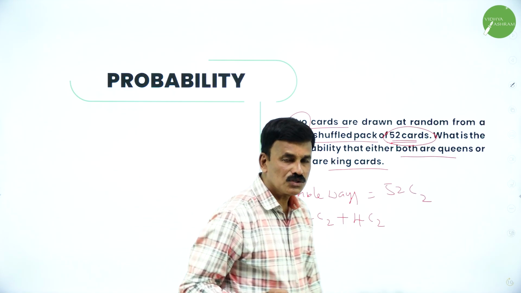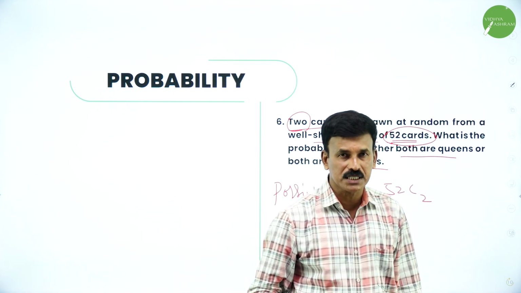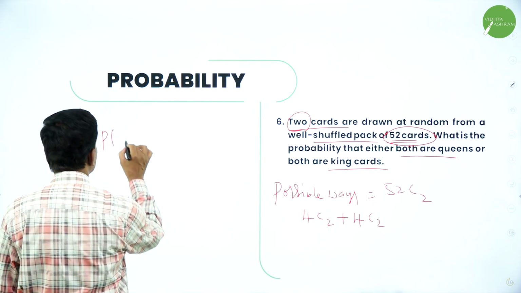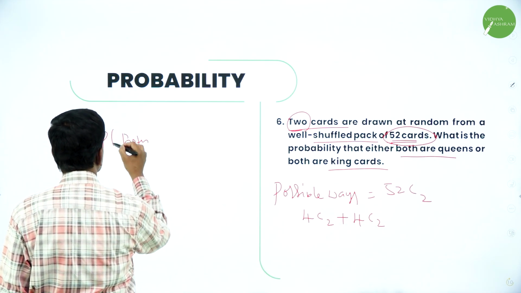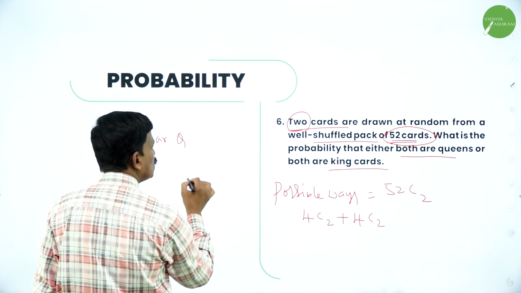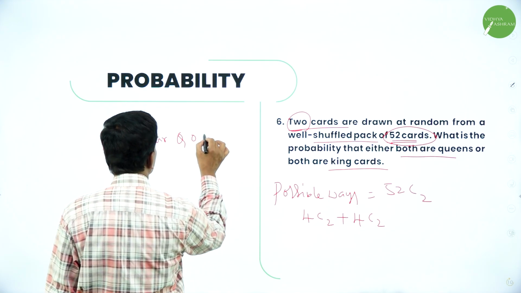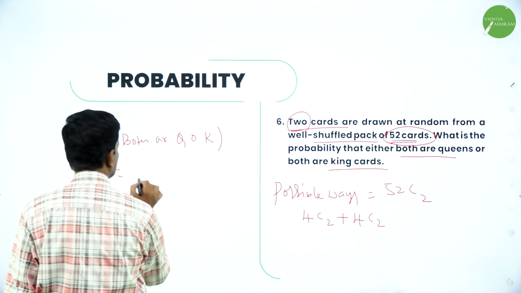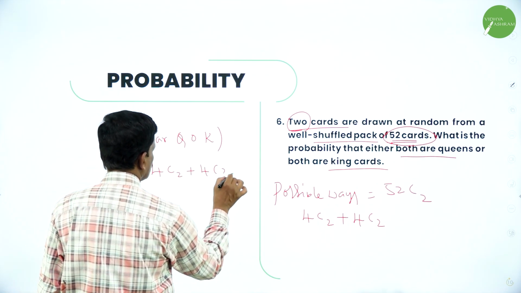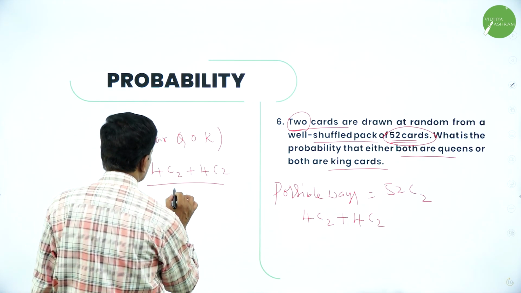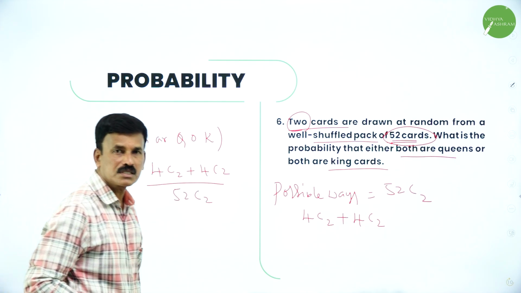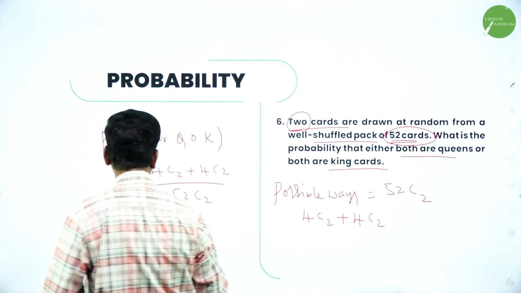Now what is the probability for this? The probability that both are queens or both are kings is equal to 4C2 plus 4C2 divided by the total, 52C2. This will give the answer. So what is this equal to?